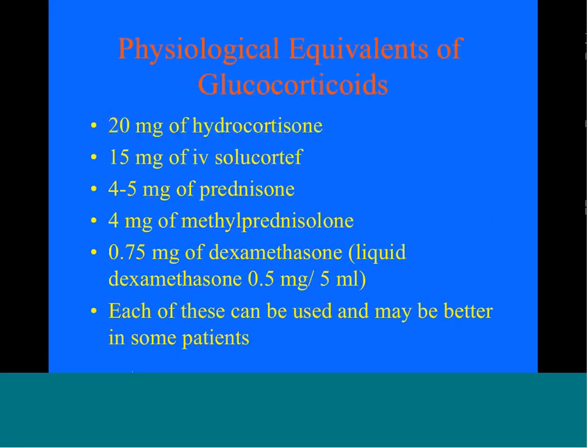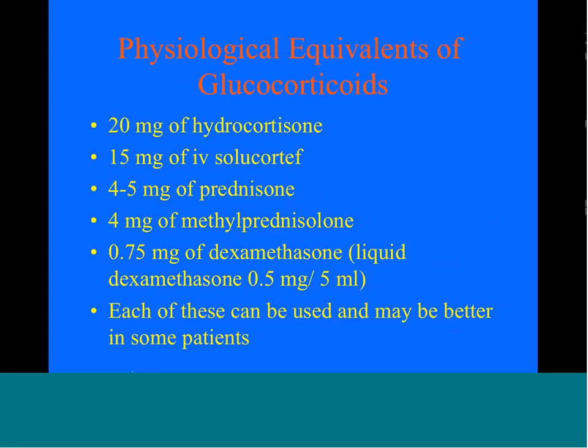This is very important to understand, the different doses of the glucocorticoid. About 20 milligrams of hydrocortisone is the average dose. It's equivalent to about 15 milligrams of IV hydrocortisone. Again, with the IV medicines you don't lose anything because you don't absorb it properly, so you can usually get by on a little bit less.